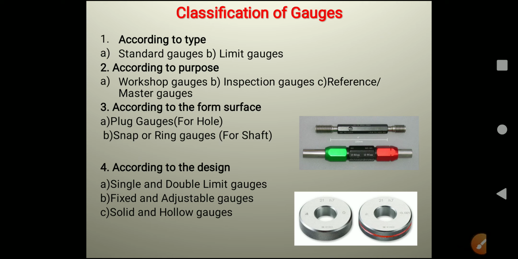So let us see the classification of gauges according to type. There are two types of gauge, that is standard gauges and limit gauges. According to purpose, those are workshop gauges, inspection gauges, reference or master gauges. According to the form of surface, plug gauges are used for holes, then snap gauges or ring gauges are used for shafts. And finally, according to the design, there are single and double limit gauges, fixed and adjustable, solid and hollow gauges.